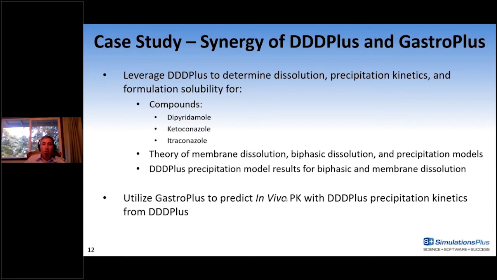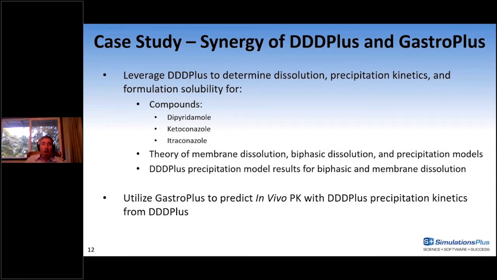To do that, we're first going to look at the theory of membrane dissolution, biphasic dissolution, precipitation modeling, and then we'll look at how we built the DDDPlus precipitation model for our case study for the biphasic and membrane dissolution. We're going to then use GastroPlus to predict in vivo PK with the DDDPlus precipitation kinetic parameters that we obtained from DDDPlus for Dipyridamole, Ketoconazole, and Itraconazole. So that'll be how we wrap up the presentation today.